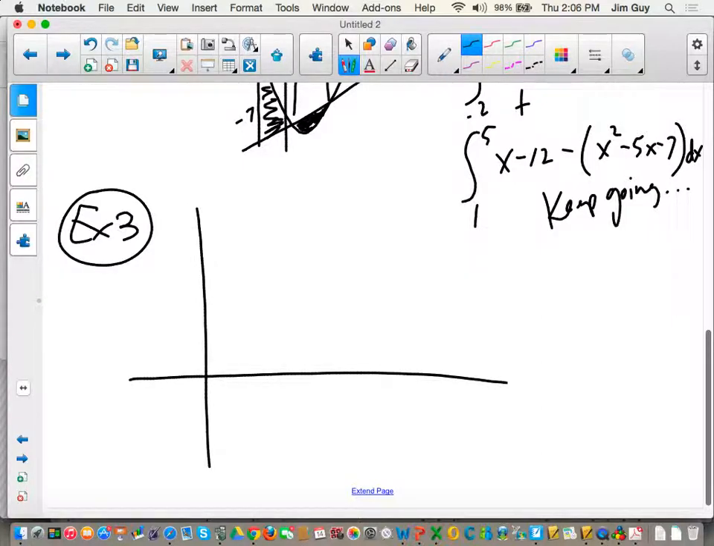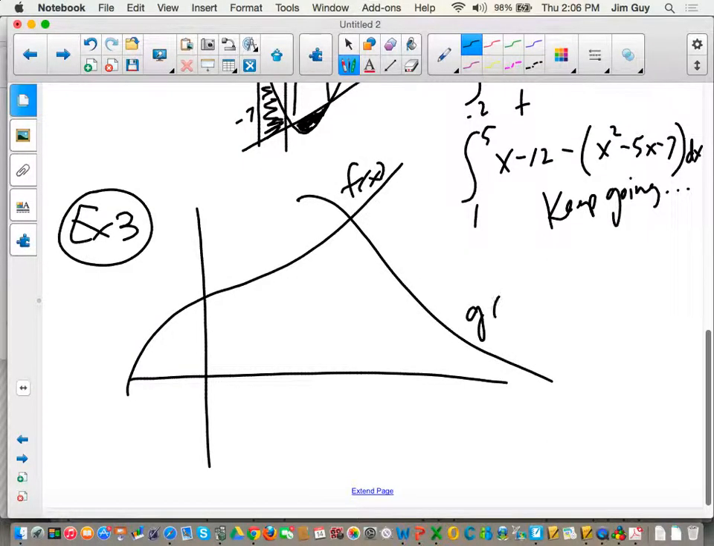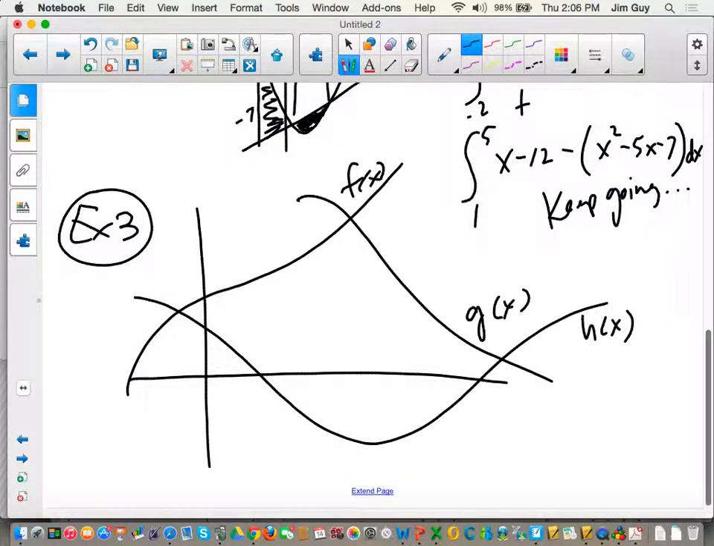Let's throw 3 equations in here now. So we're going to go f of x, g of x, h of x. And we have the area in between here.